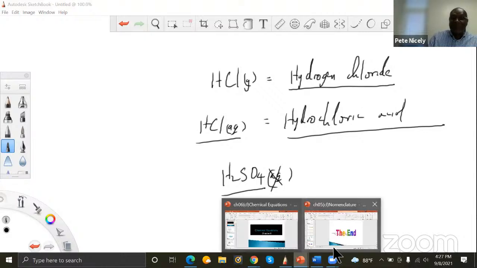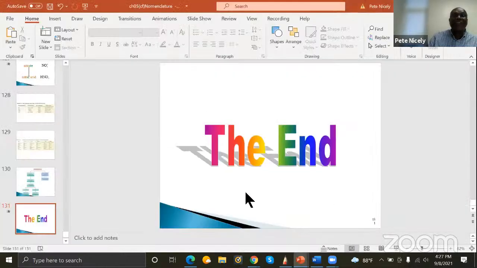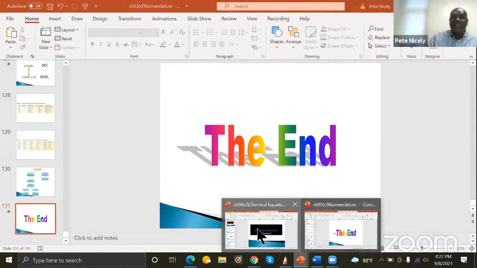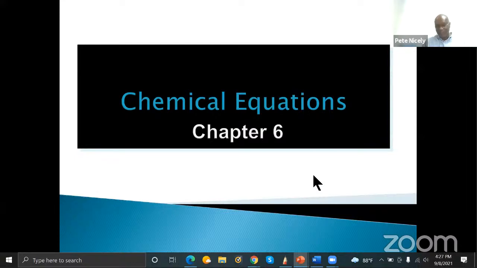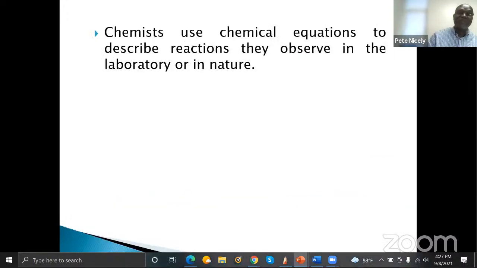So as I said before, I'm finished with chapter 5. So let's move on now to chapter 6. And in chapter 6, we're dealing with chemical equations, which is something that's very important in chemistry in terms of representing what's happening in a chemical reaction. So basically, we use chemical equations, as stated here, to describe reactions in a shorthand fashion.